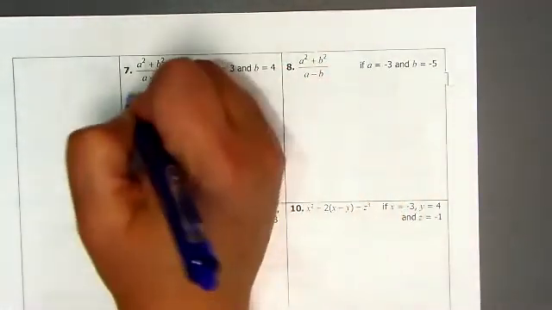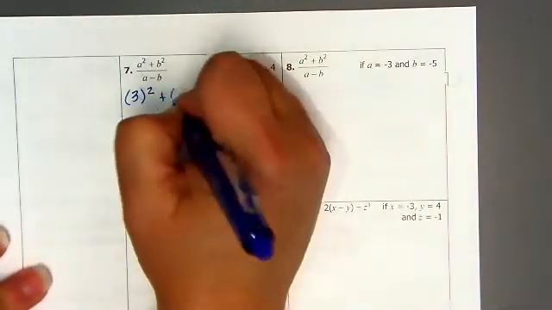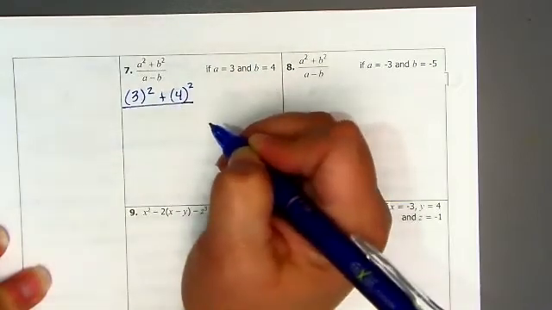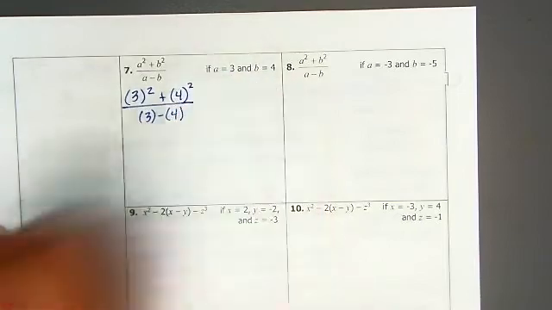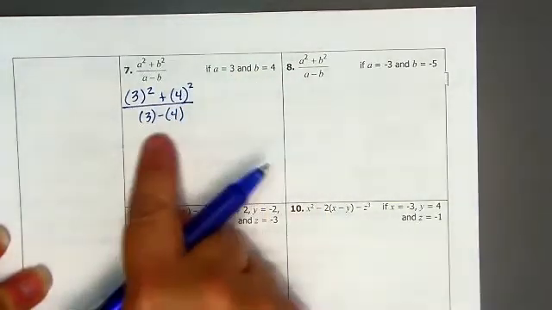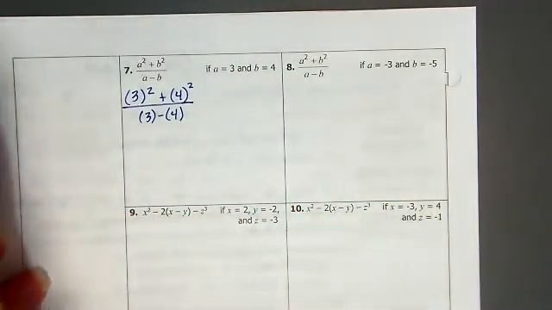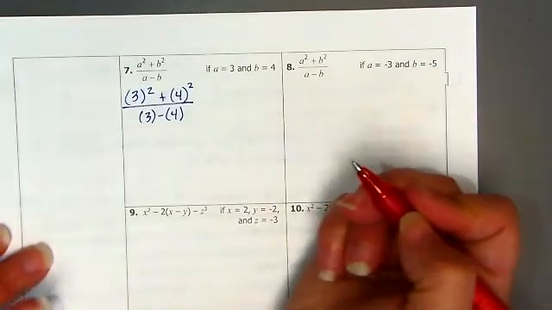So I'm going to have 3 squared plus 4 squared all over, because this is the fraction type, in parentheses 3 minus 4 in the parentheses. Here you don't have to write the parentheses because there's no multiplication going on, but if you write it, it's absolutely okay. Now, when it's fractions, I like to leave them as fractions.